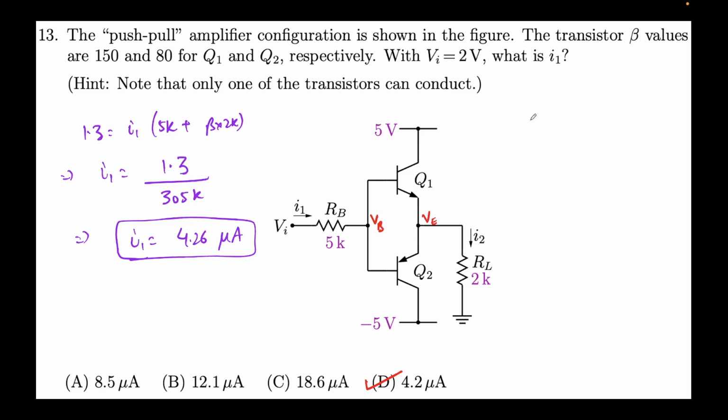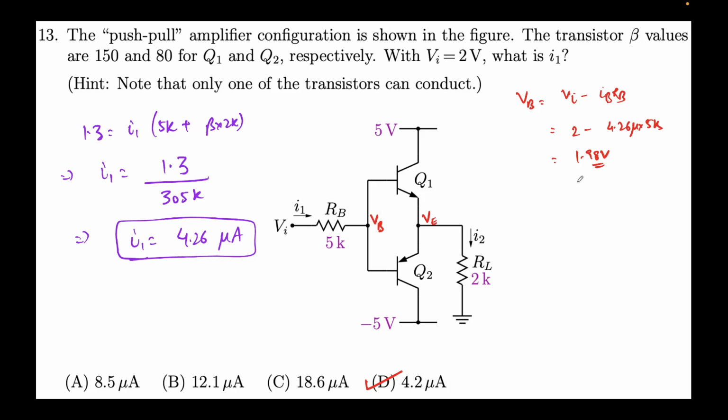The value of VB is simply VI minus IB times RB. VI is 2 volts minus I1, which is 4.26 micro, times 5k. Let me evaluate this expression. That comes out to be 2 minus 0.021, so 1.98 volts. So this node voltage is coming out to be 1.98 volts.